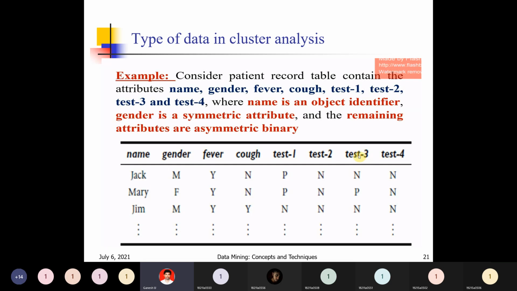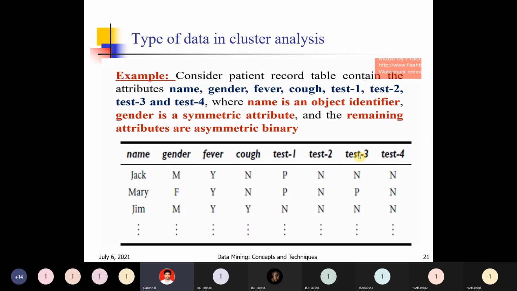Remaining all are asymmetric values means if fever is yes, that is completely different from fever is no. Cough yes and cough no are different. Yes and no are different. Test 1, any test like a sugar test or a BP test: positive is one value and negative is the other value. So fever, cough, test 1, test 2, test 3, test 4 are all asymmetric binary variables. Gender is a symmetric binary variable. Name is the object identifier here. Then we will see how to calculate the dissimilarity.